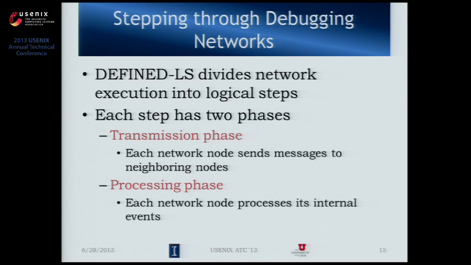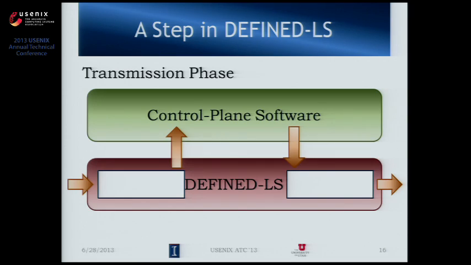For each step, we execute in two phases, the transmission phase and the processing phase. In the transmission phase, we make each network node send messages and receive messages from its neighboring nodes. And in the processing phase, they process the messages and produce the results.